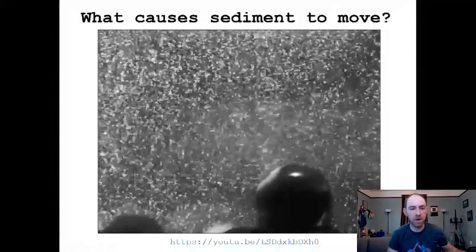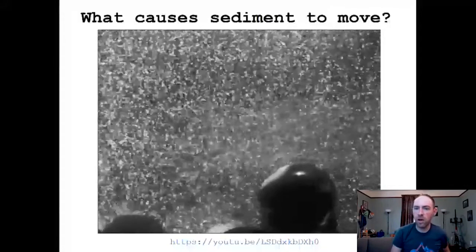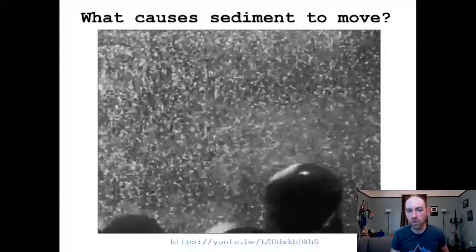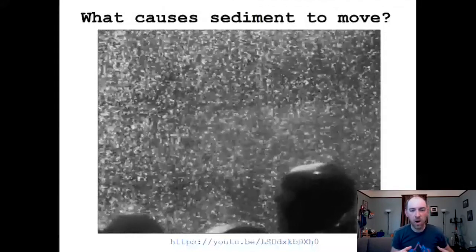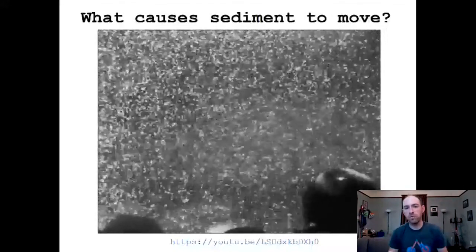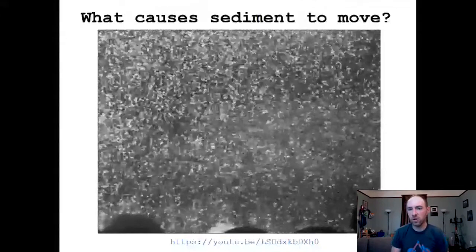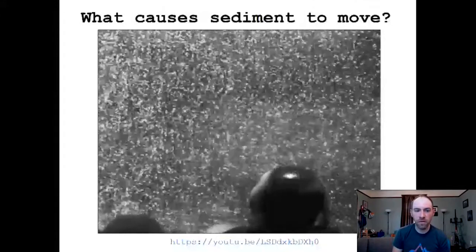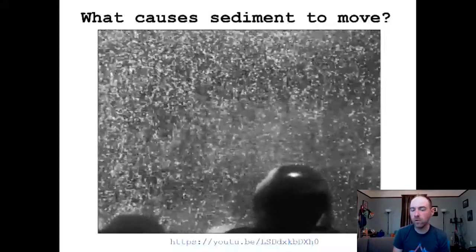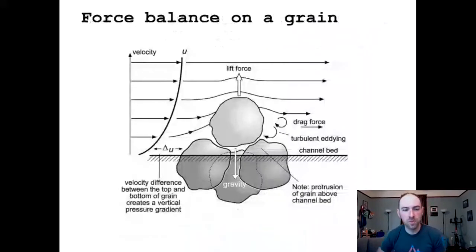And so we kind of want to think about what those processes are and what those forces are for any given grain in a flow, because that's going to set up how a fluid can start to move sediment. At what point does it start to move a grain of sand or a grain of gravel or something like that, okay? So we can look at a force balance on a grain, which might look something like this.